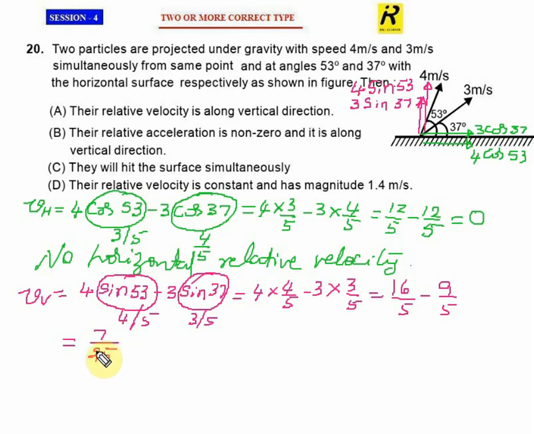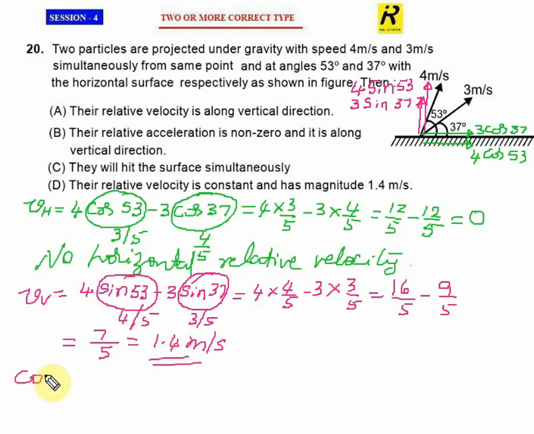So this is equal to 7 divided by 25, no, sorry, 5. I should not multiply the denominator, something happened. It's not the product, actually it's common in the denominator, so I should write 5. So 7 divided by 5 is 1.4 meter per second. This will be the relative velocity along the vertical direction, so there will be relative velocity in the vertical direction.